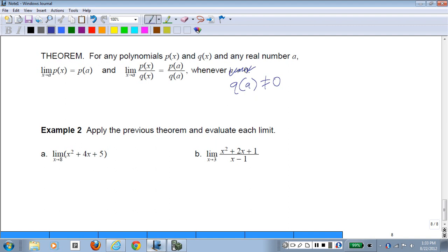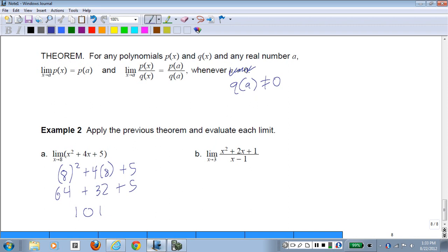So applying this theorem means if we want to evaluate the limit of x squared plus 4x plus 5 as x approaches 8, all we need to do is substitute 8 for x. And so it's 8 squared plus 4 times 8 plus 5. And that's, what is that? 37 plus 64. 101. So 101 is the value of this limit.